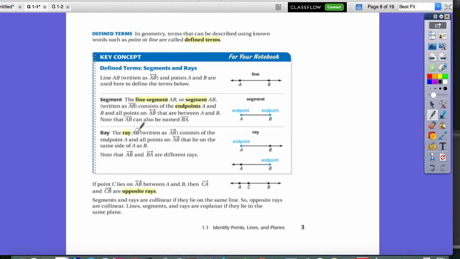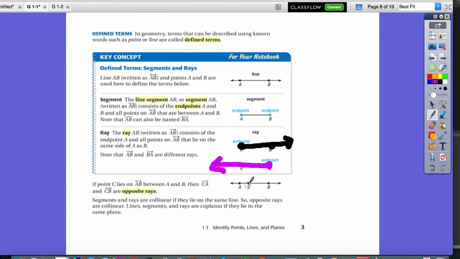A ray, AB, is all of the points with endpoint of A. In this case, it continues to the right. It continues in the direction of B infinitely. Please notice ray AB and ray BA are not the same ray. In the case of a ray, whichever point is the first point is the endpoint, and the second letter denotes a point to demonstrate which direction the ray is going.